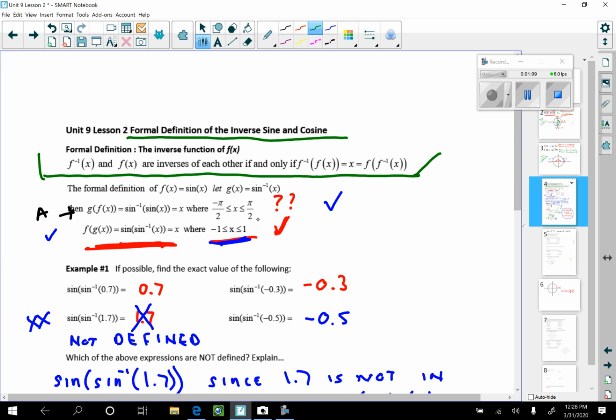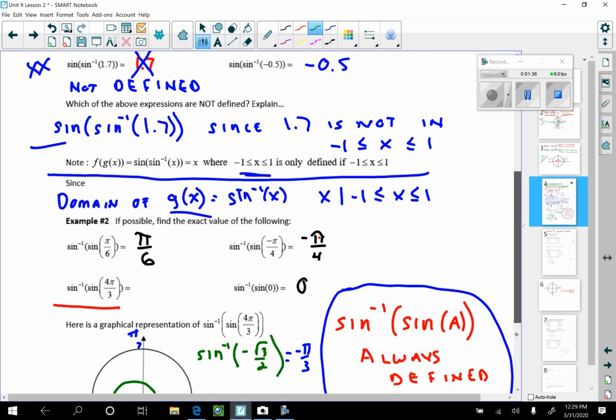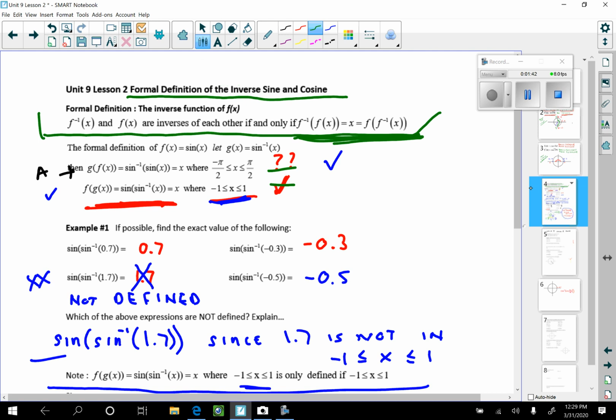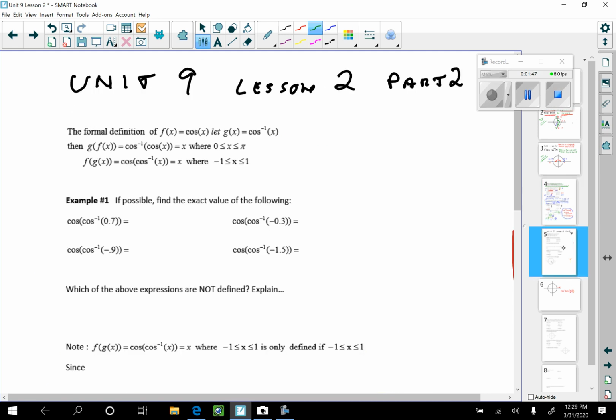And the formal definition, let's not forget this, of two inverse functions is that if you take the composite of the inverse and the function, you get x, and the composite of the function and the inverse equals x as well. So that's the formal definition, and that's where these two statements come from. Yesterday we did inverse sine. We talked about when it was defined and when it wasn't defined, and you can review yesterday's video if you need to. So today we're going to talk about the inverse of cosine.